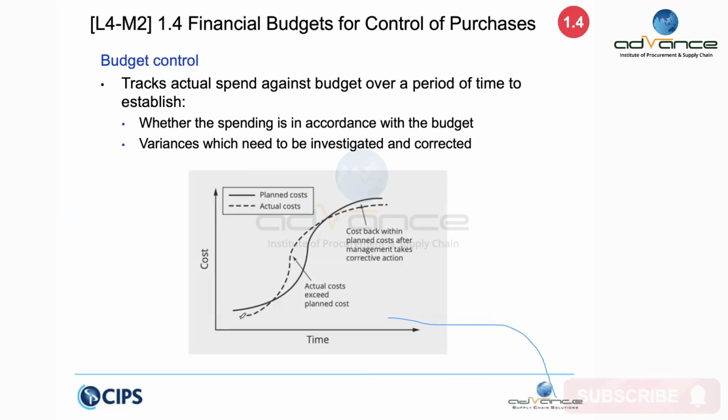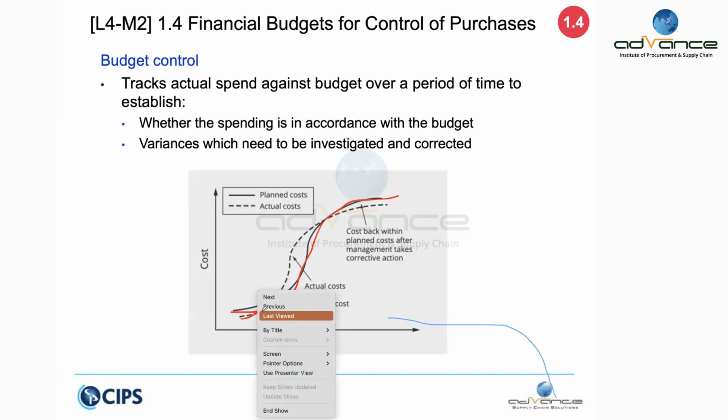This is what we were talking about. This is your planned cost over the duration of the contract, and you're monitoring the dotted line, which is your actual cost.